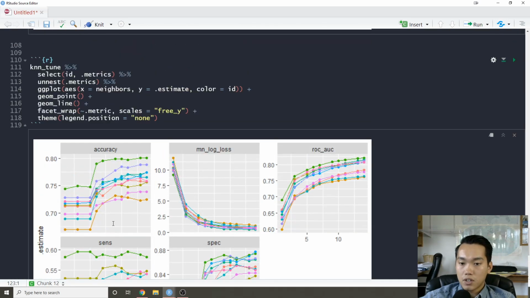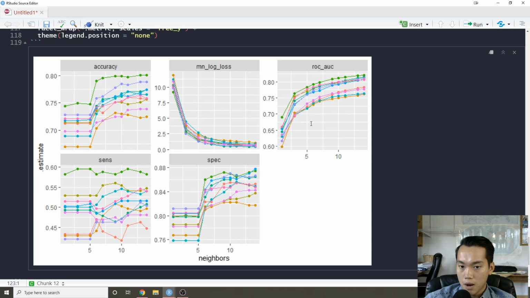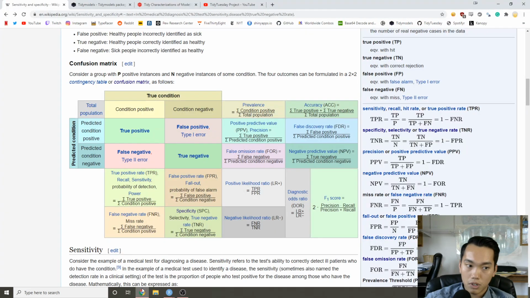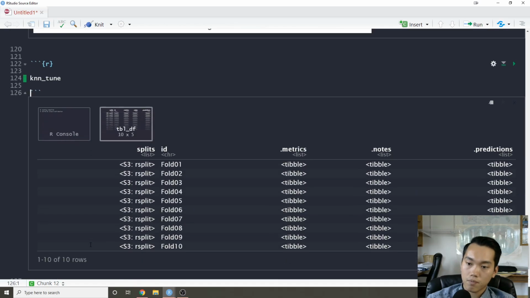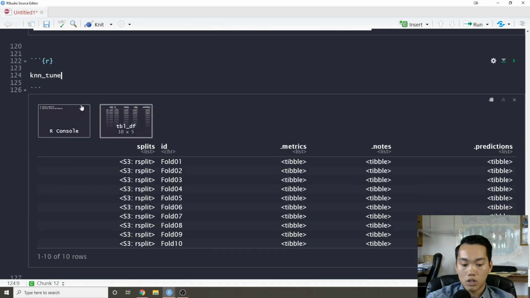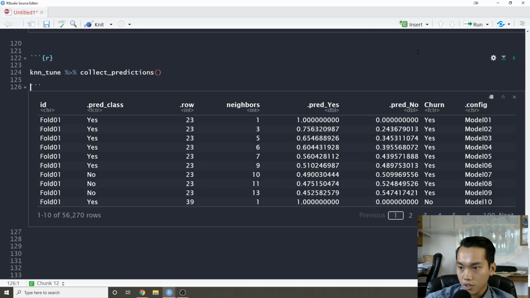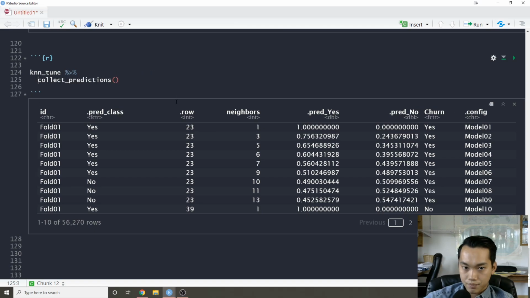So this is good for just evaluating parameter tuning. But one of the things we should be looking at is the confusion matrix. How we can do that is, if we do our k-nearest neighbor tune, we can just say collect predictions, and this will give us every fold's predictions with the class probabilities.